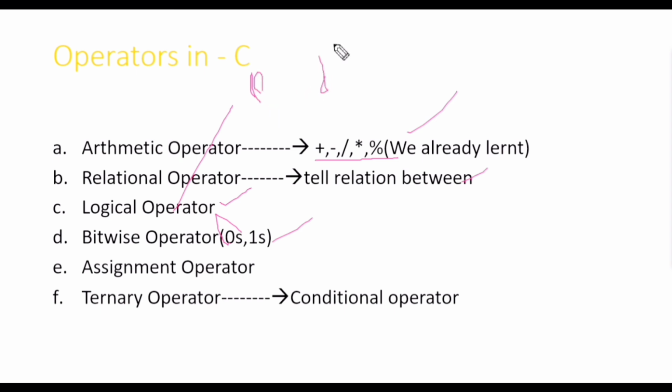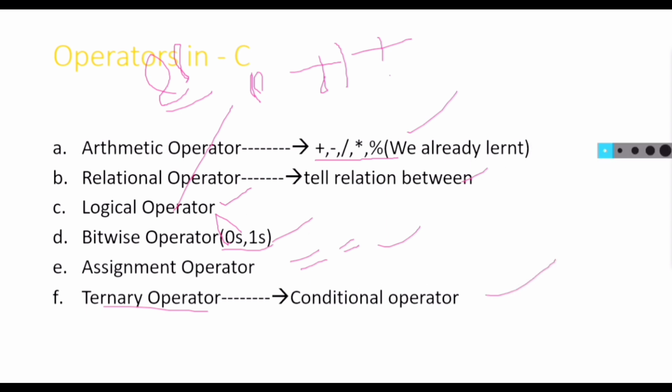Then coming to the bitwise operators, they always consider zeros and ones. And the logical operators: ampersand-ampersand is AND, double pipe is OR, and pipe indicates OR. Then NOT represents that true gives false and false gives true. The ternary operator works based on a condition.